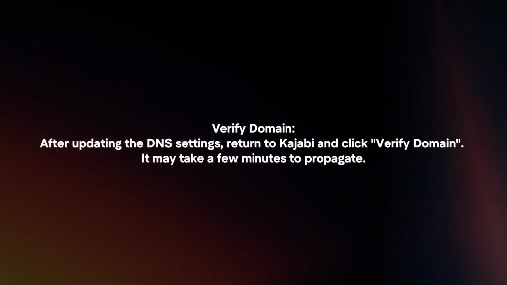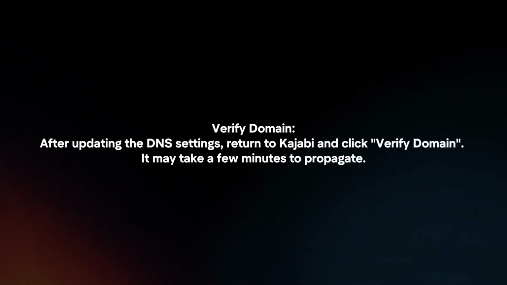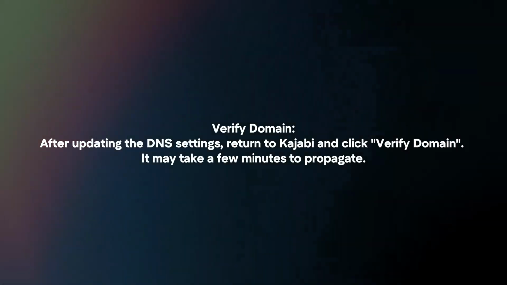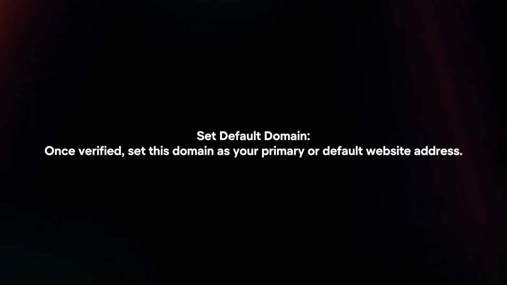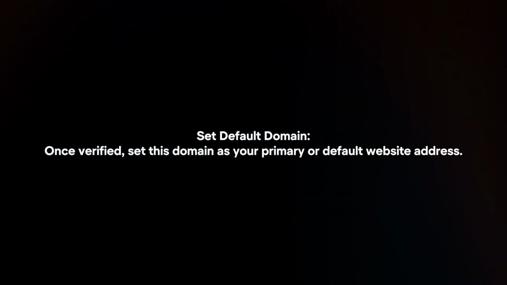Verify domain. After updating the DNS settings, return to Kajabi and click Verify domain. It may take a few minutes to propagate. Set default domain. Once verified, set this domain as your primary or default website address.